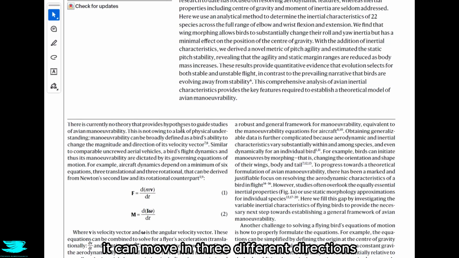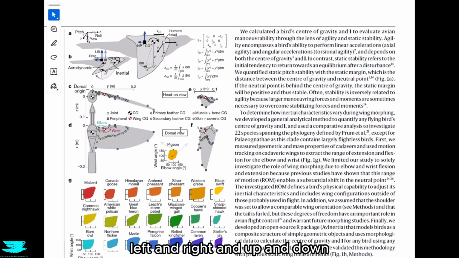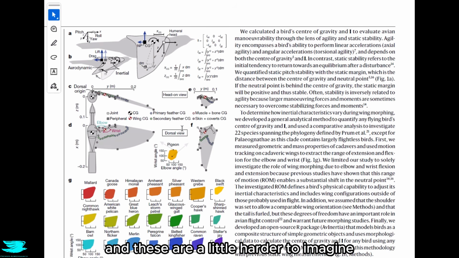So a bird's flight is pretty complex. It can move in 3 different directions in straight lines, so forwards and backwards, left and right, and up and down. On top of that, it can then move in 3 rotational directions as well.